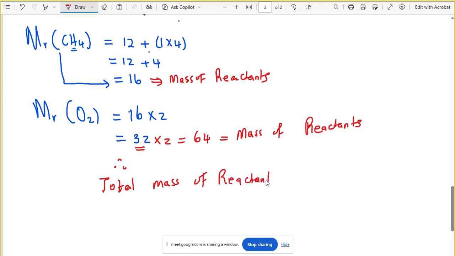It's when you add the 2. It's going to be 32. Oh, I'm sorry. It's going to be 16 plus 64. What do you get on your calculator? 16 plus 64, that's 70, 80, right? So this gives us 80. So the total mass of the reactants is 80. You understand?